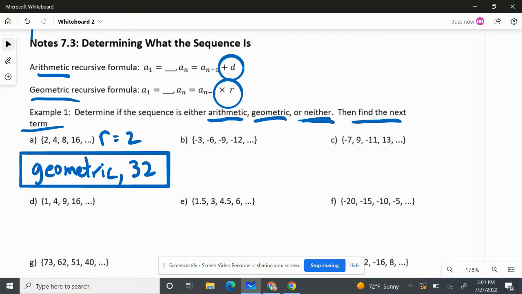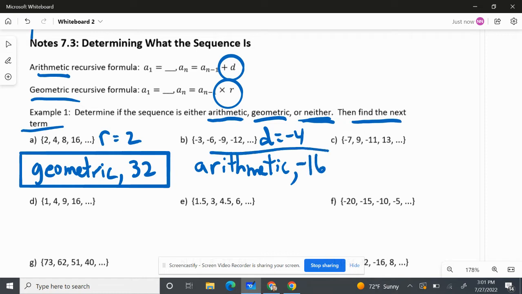For the next one, -3, -6, -9, -12, we can see that we're subtracting 3. So that means it's a common difference of -3, which means it's arithmetic. And if we subtract 3, -12 minus 3 would be -15.